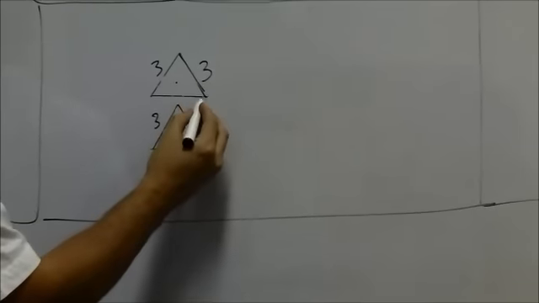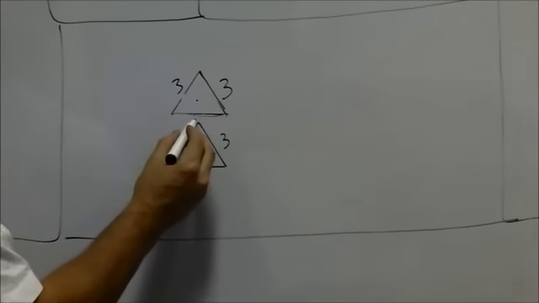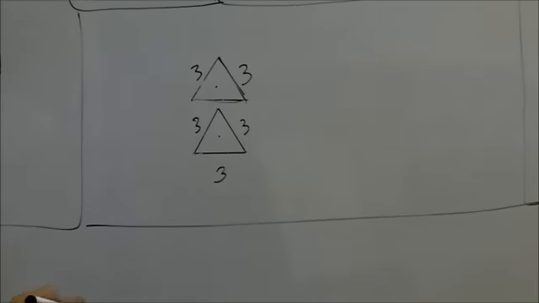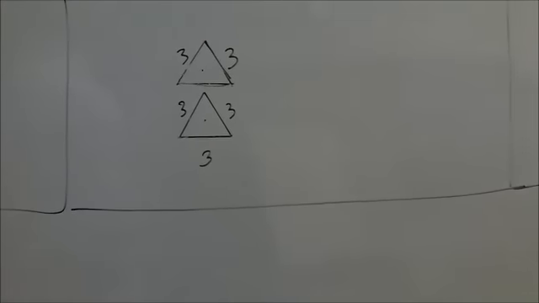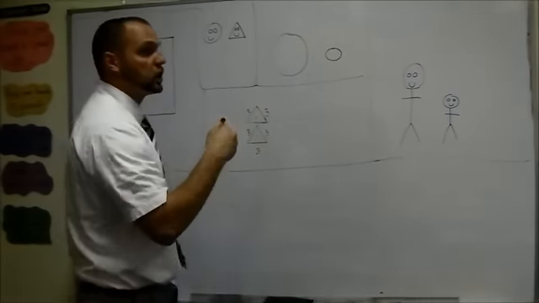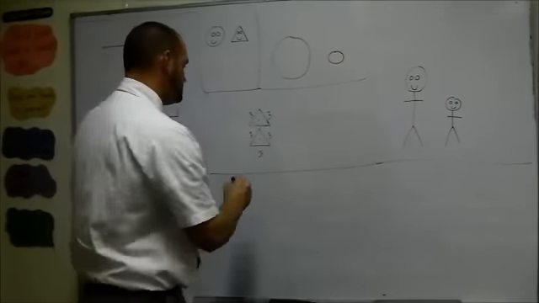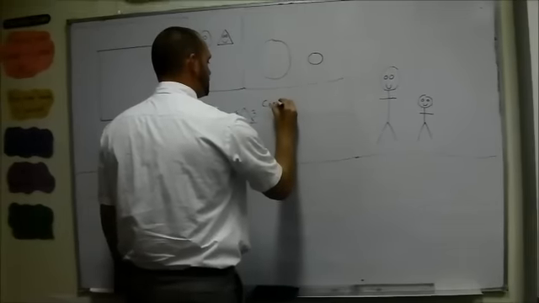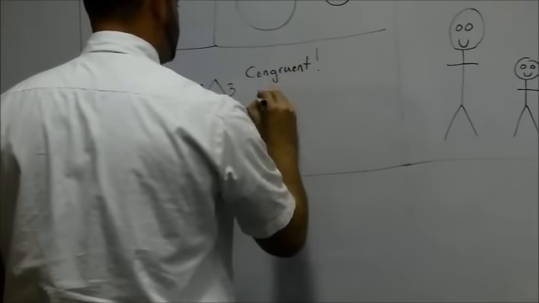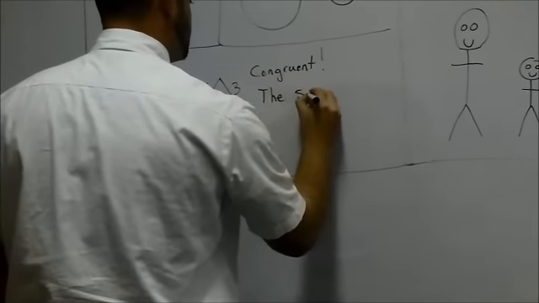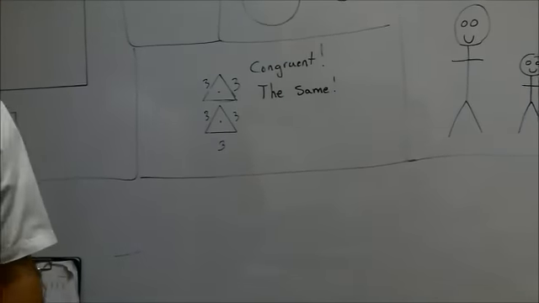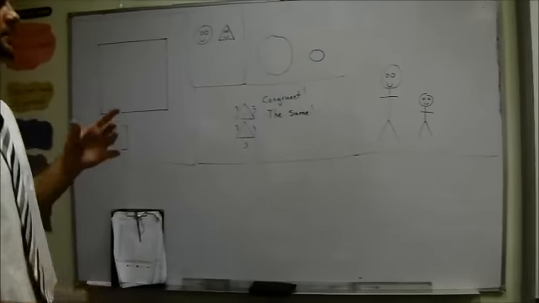Each side is 3 centimeters long. Actually, it's 3 inches long. Each side here is 3 inches long. They are both equilateral triangles and they are both acute triangles. Both of these are congruent. Congruent means the same. They're the same size, they're the same shape. Okay? Now we have to talk about similar.